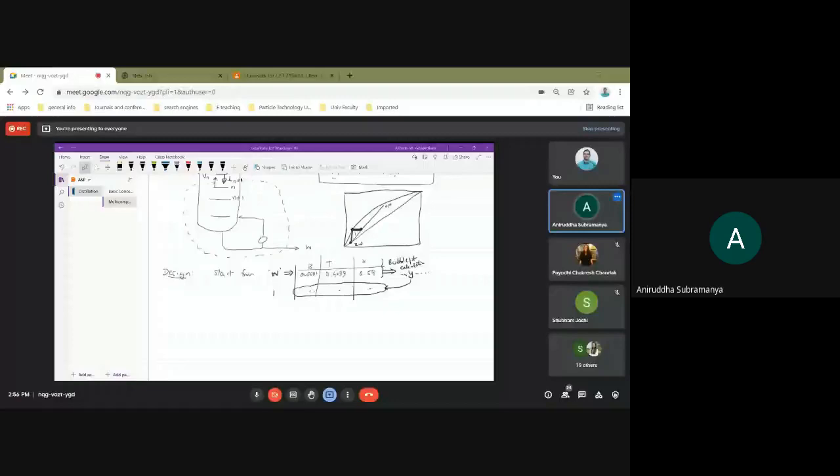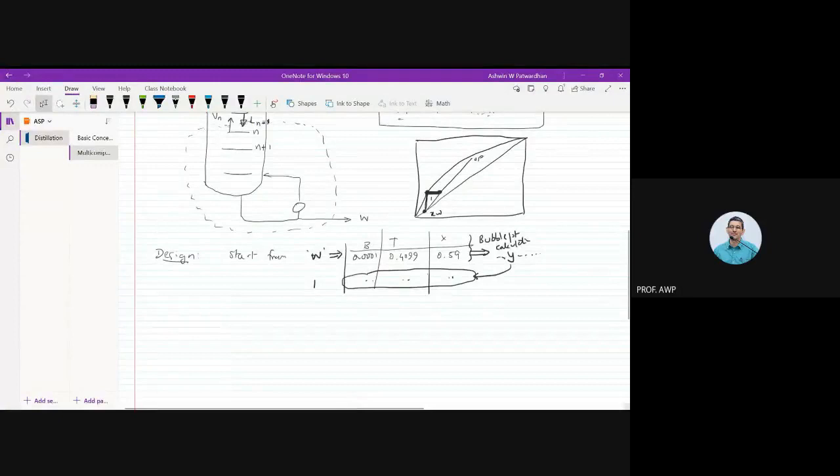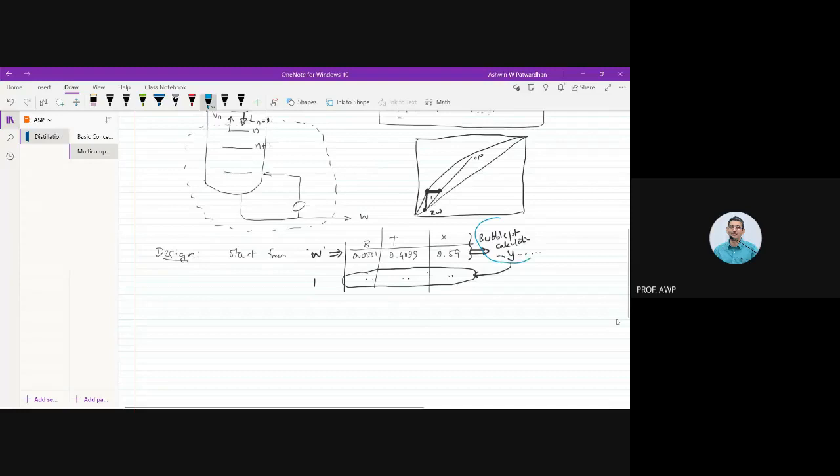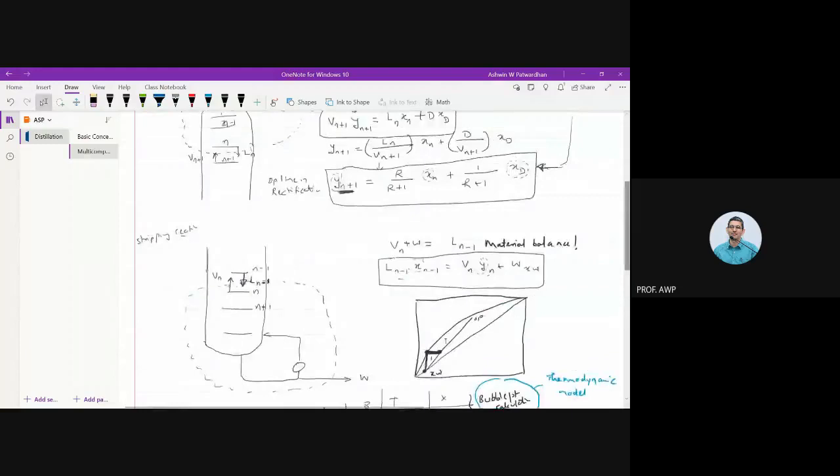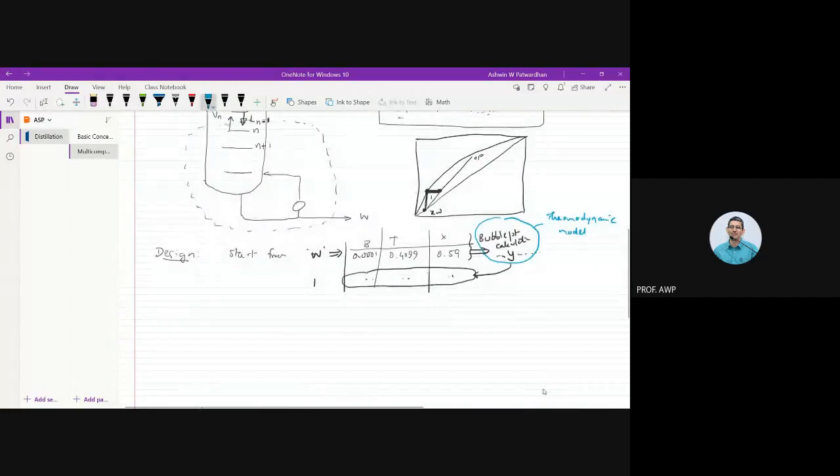Sir, which model should be used, sir? Because now the question will come. To do the bubble point calculation, you need a thermodynamic model. So that's what I've been asking you for all along. What is it that you should be doing? So for benzene, toluene, xylene, what kind of thermodynamic model would you want to use?